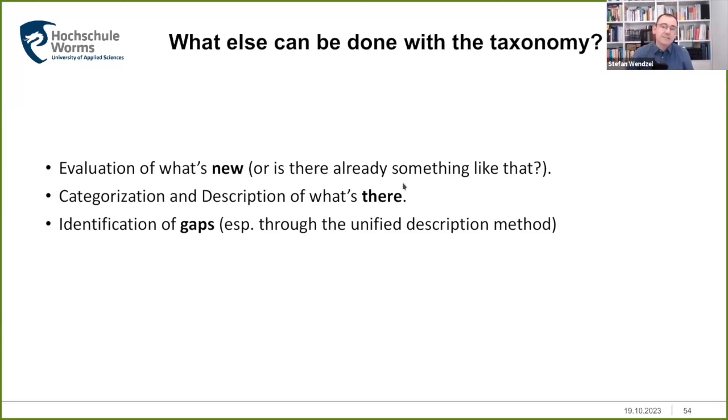And we can identify gaps, so we can say, okay, there's something missing. For instance, using the unified description method, we can say, well, they described a detection approach, but no limitation or prevention approach for some hiding techniques. So that's a research gap that could be addressed.